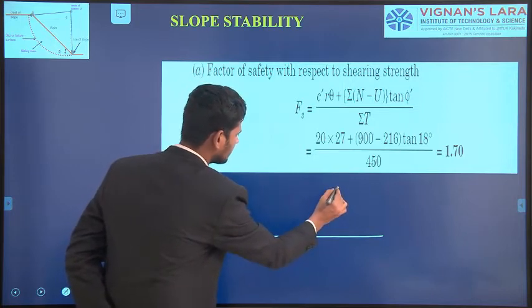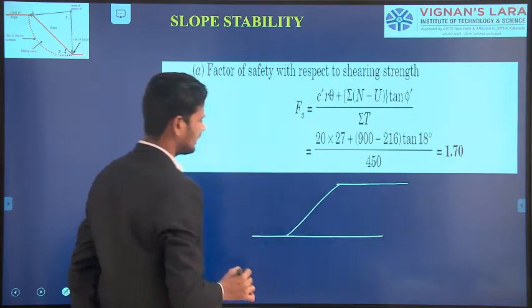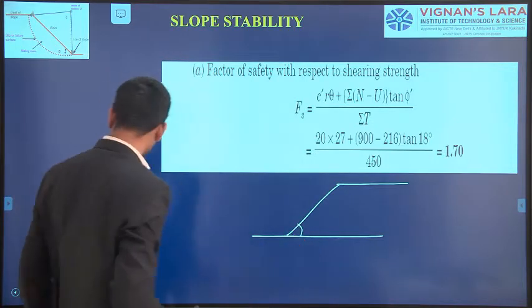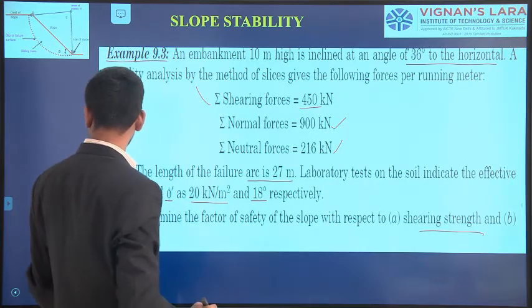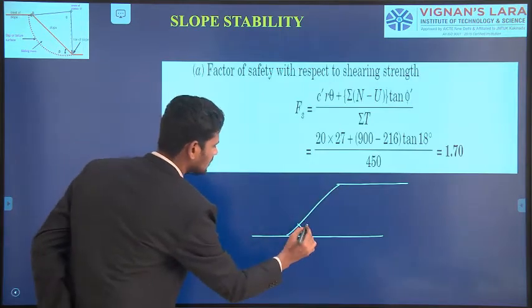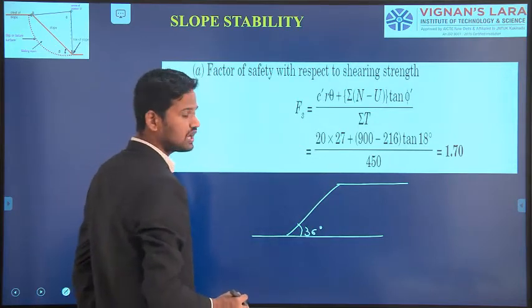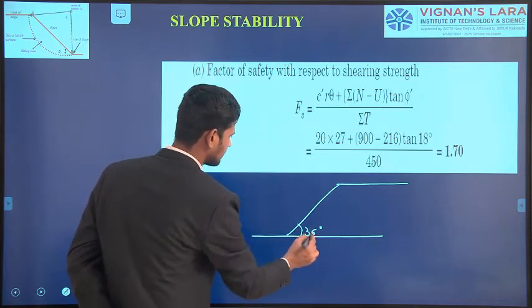From this horizontal ground surface, the slope will be like this, making an angle of inclination of 36 degrees to the horizontal. That means the slope is making 36 degrees to the horizontal. Again, if you observe here, this is the horizontal ground surface.